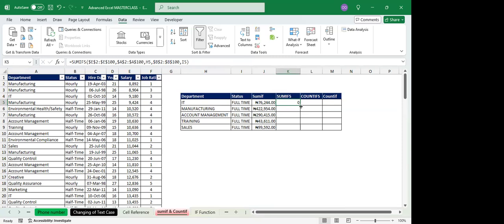But if I drag down, I will have somebody who is in the manufacturing department and is a full-time staff, and the sum of the salary is 143,960. That's the sum of the salary. We can see we have somebody in the account management department who is also a full-time staff. The sum of the salary is 142,970.